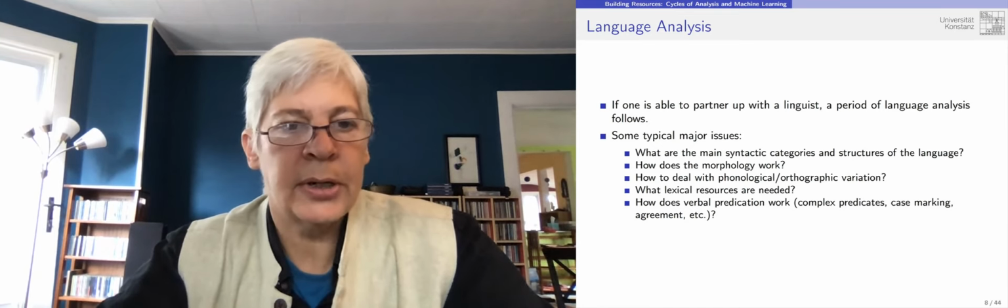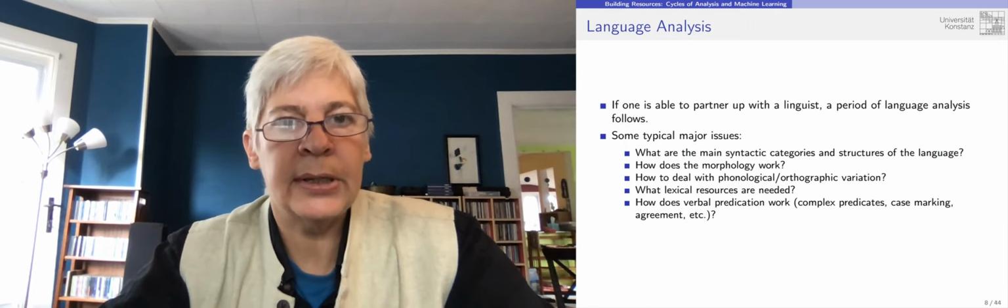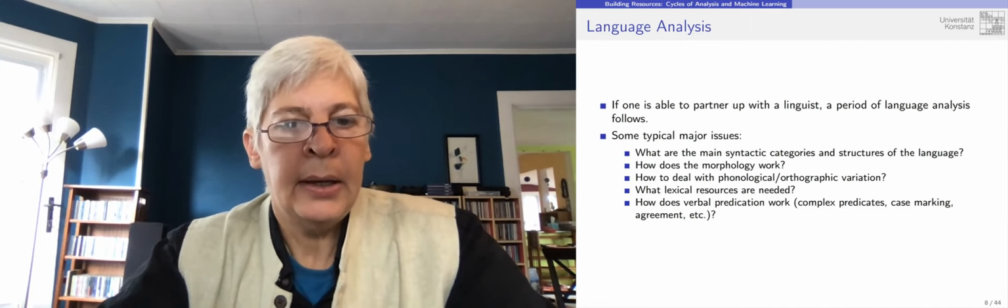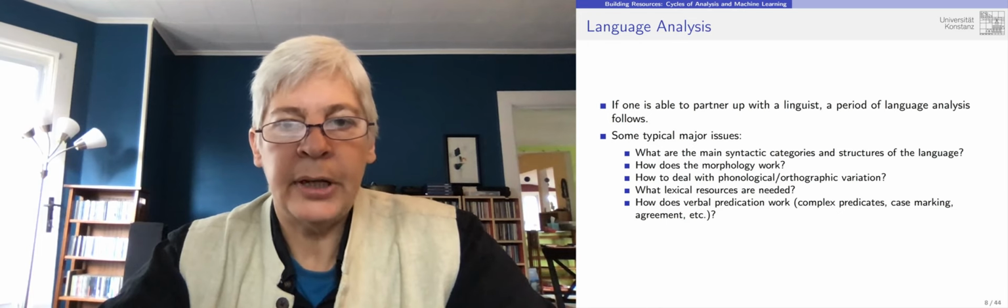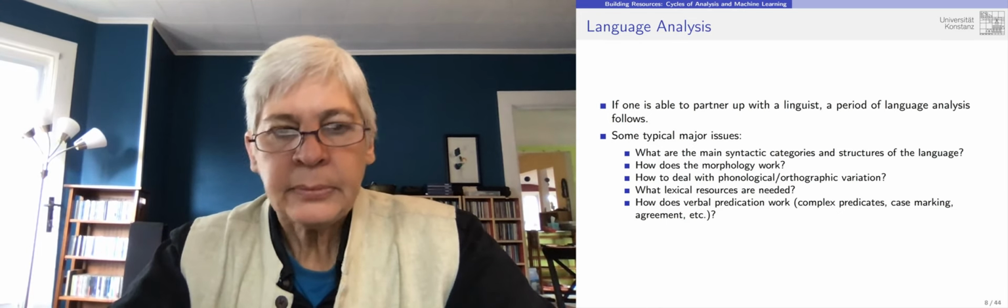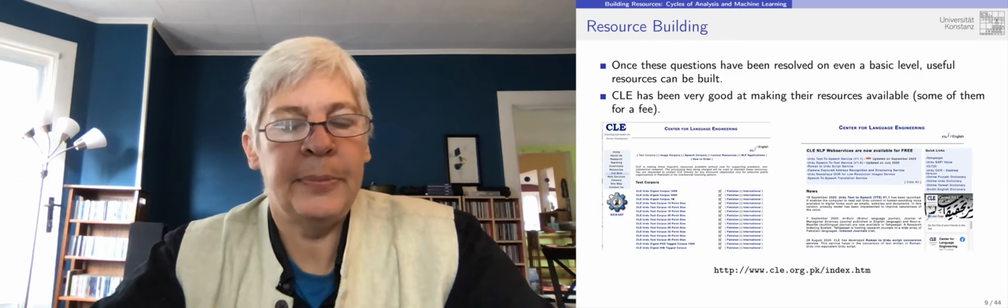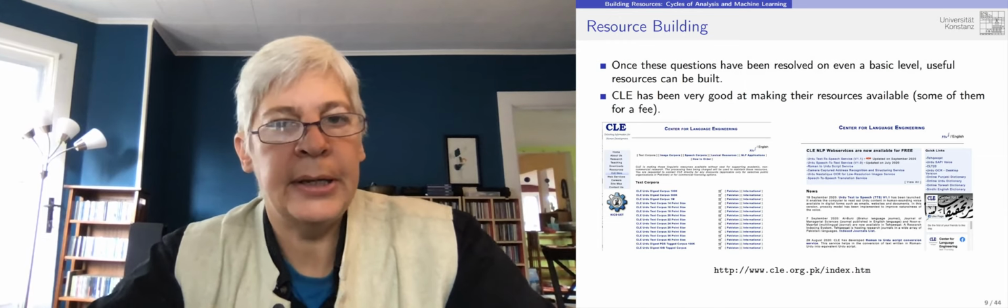So you do have to sort through these issues to some extent, because otherwise you'll end up with really, really wrong design decisions and end up not being able to build good applications.